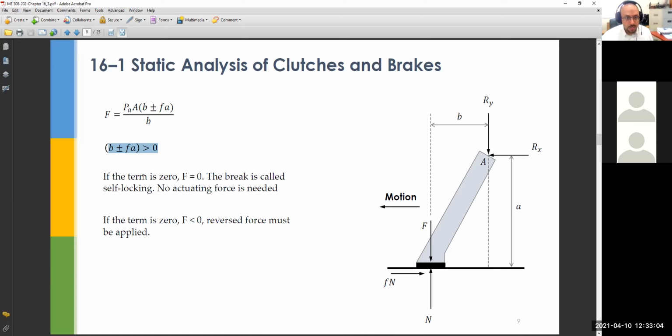And if F is zero, it means that after you apply it, everything is cancelled out, then the brake is self-locking. And what does that mean? It means that it will lock. It's not like you apply the brake and then you release it and then it unlocks. No, it gets locked.